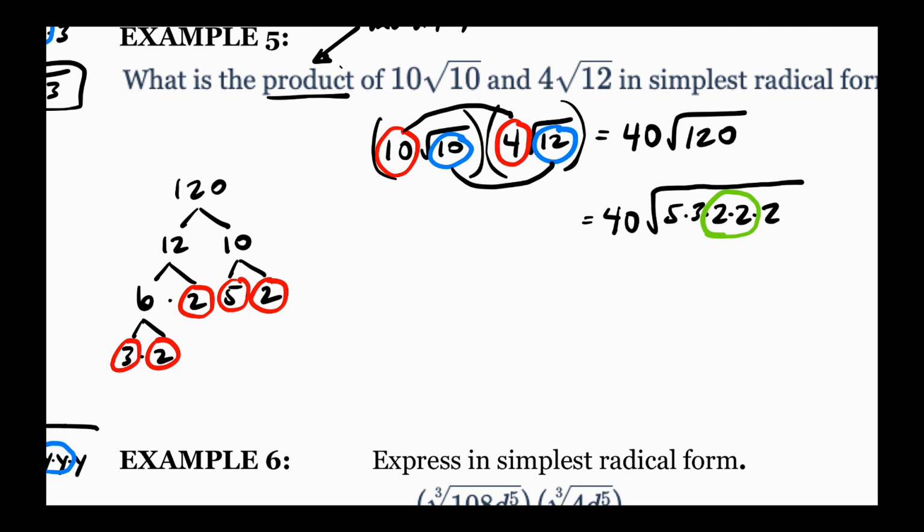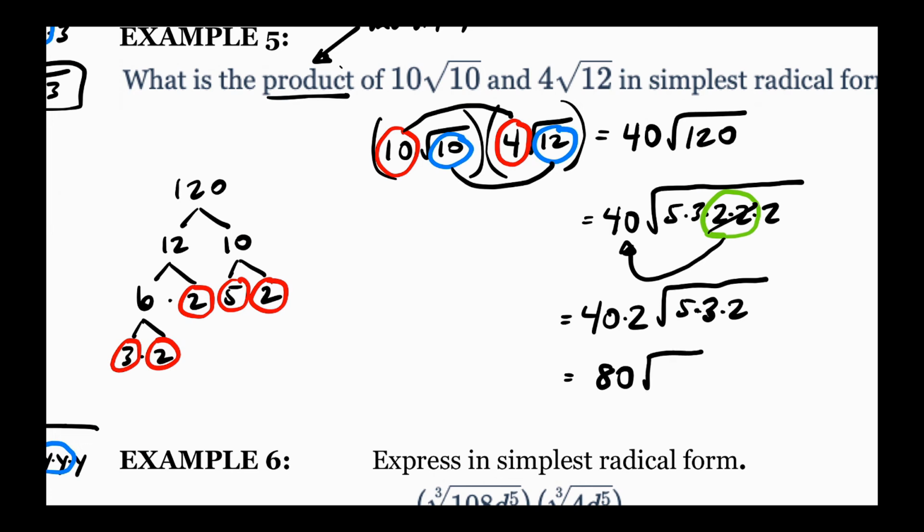So 2 times 2 is 4. The square root of 4 is a 2. So I'm going to bring a 2 out here. So I have 40 times 2. Everything else stays. 5 times 3 times 2. So I get 80 out in front. And then 5 times 3 times 2 is 30.